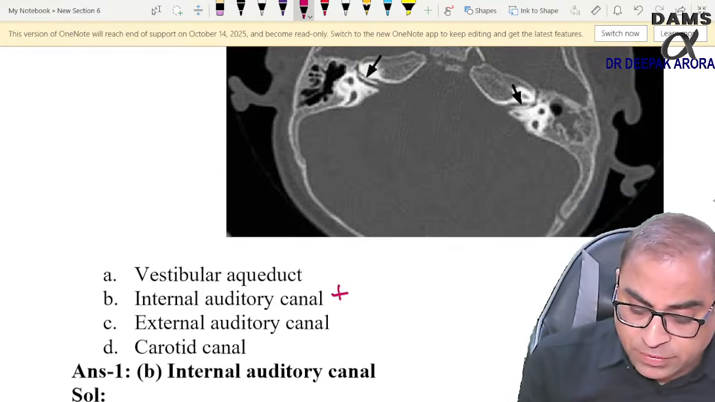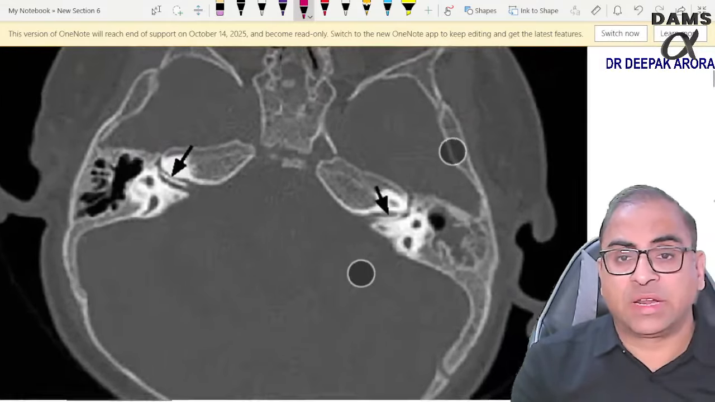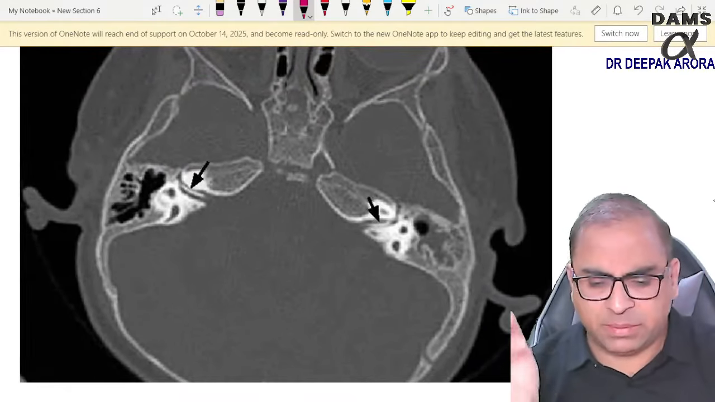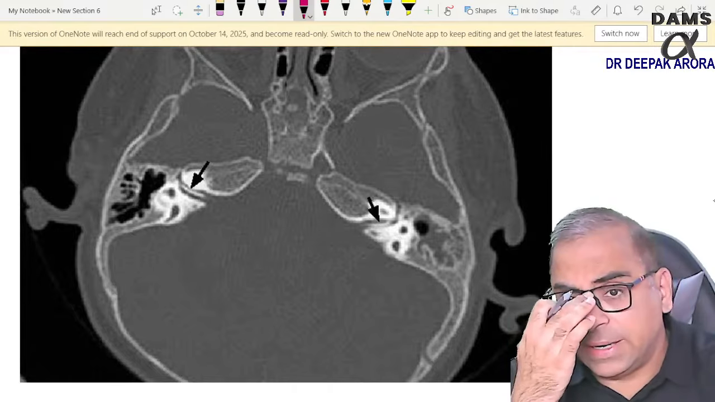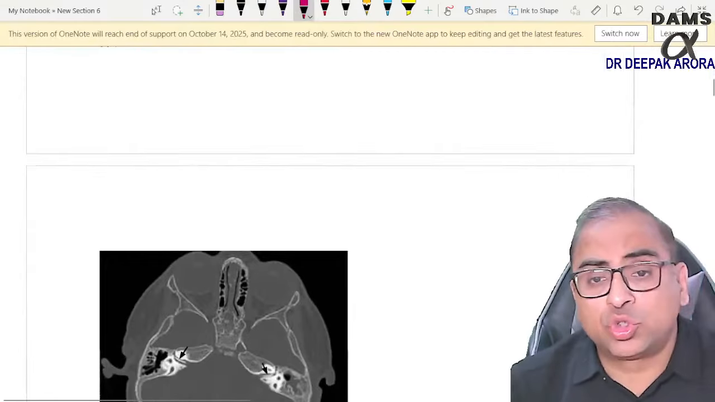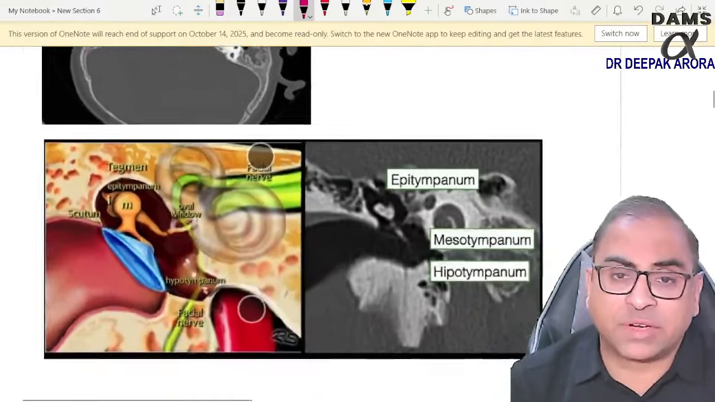What is the importance of this internal auditory canal, which I am showing you in the slide? The image may be different, but the message I got from the students is that they have asked you on the internal auditory canal, and you should be confident of all the important structures.